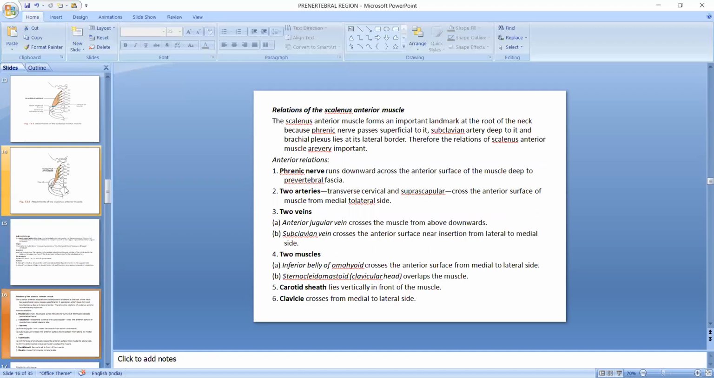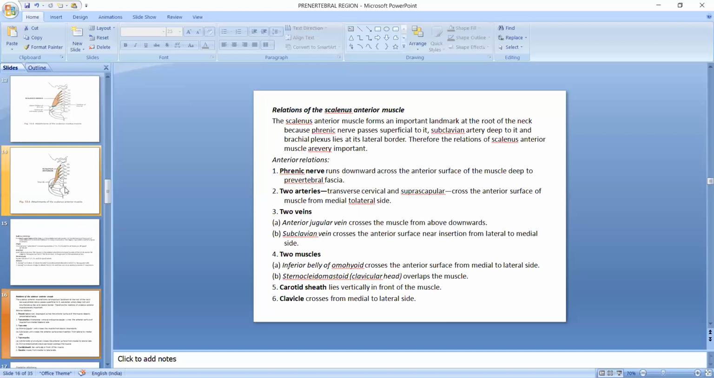Relations of the scalenus anterior muscle. The scalenus anterior forms an important landmark at the root of the neck because the phrenic nerve passes superficial to it, the subclavian artery deep to it, and the brachial plexus lies at its lateral border. Therefore, the relations of scalenus anterior are very important.